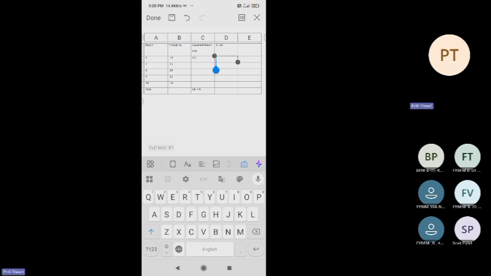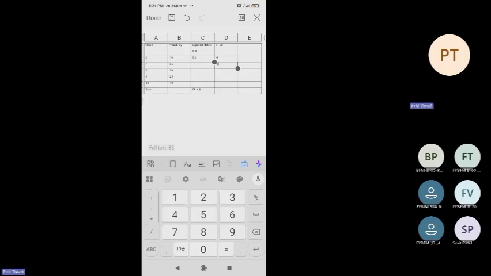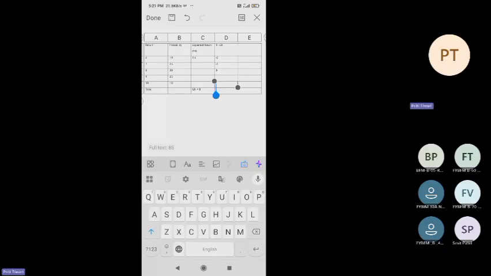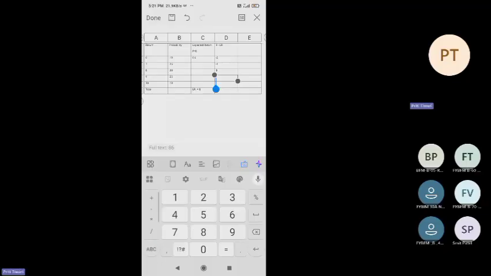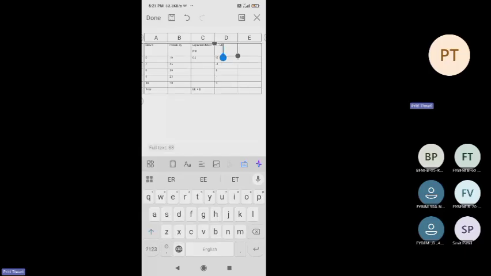Now 6 minus 8 is minus 2. 7 minus 8 is minus 1. 8 minus 8 is 0. 9 minus 8 is 1. 10 minus 8 is 2. What have you calculated in the sum? You have calculated your deviations.